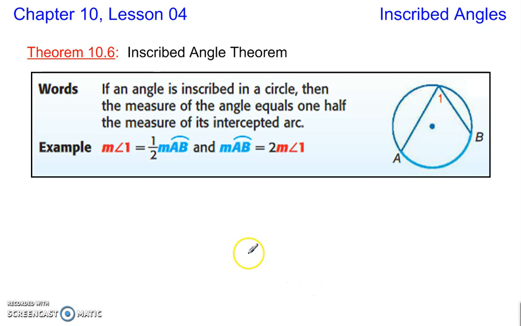Here is Theorem 10.6, the inscribed angle theorem. If an angle is inscribed in a circle, then the measure of the angle, this right here, equals 1/2 the measure of its intercepted arc. So this measure right here is half of the arc.